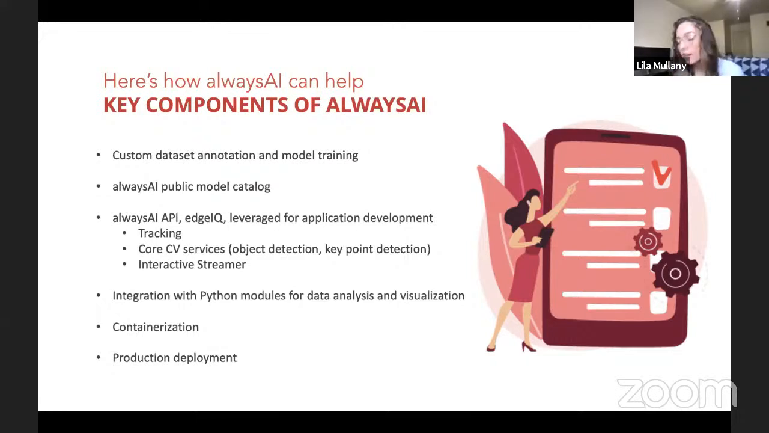EdgeIQ, our Python API, of course, was used. That really enables you to add in the core computer vision services like object detection, key point detection, tracking, really easily and simply into your application.